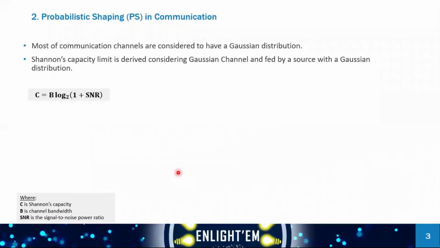Now, let's take this into communication engineering. Most of the communication channels are considered to have a Gaussian distribution, and the widely known channel capacity limit formulated by Claude Shannon considers a Gaussian channel as well. And with the same analogy as in the previous slide, he formulated that the maximum bitrate is achieved when the channel is fed by a source with a Gaussian distribution.